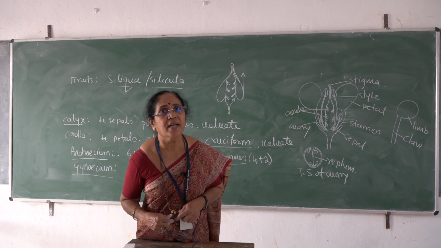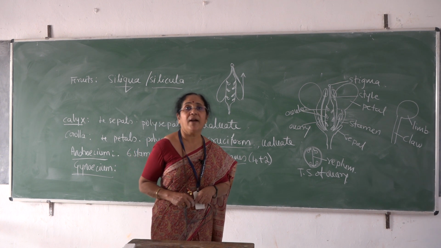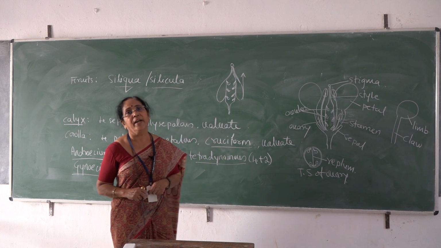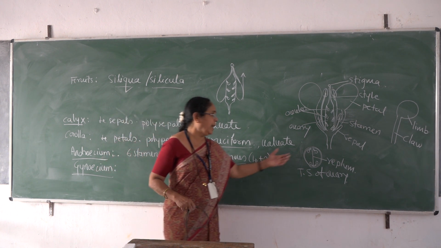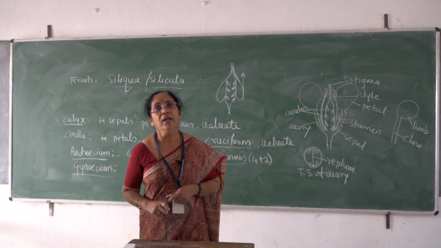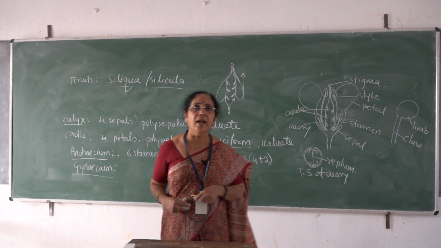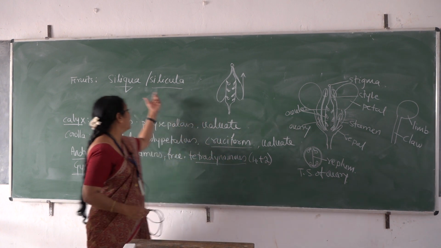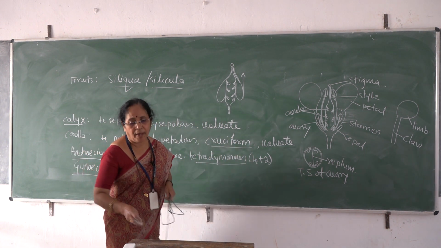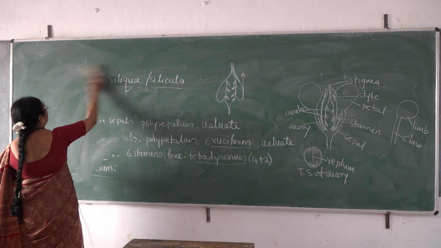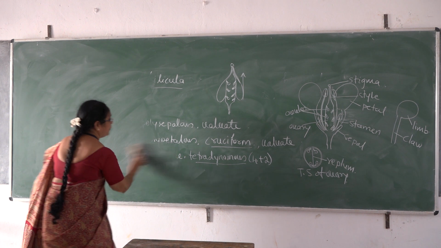Then the number of stamens is 6, but their arrangement is called tetradynamous. All the 6 stamens are free. The next important character of the family is bicarpellary syncarpous superior ovary, where there is a false partition wall called the replum, and the placentation is parietal. The characteristic fruit of the family is called Siliqua or Silicula. Okay, this is about the characteristic features of the family Brassicaceae.